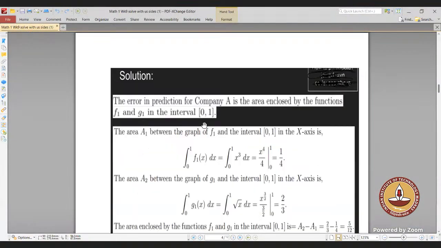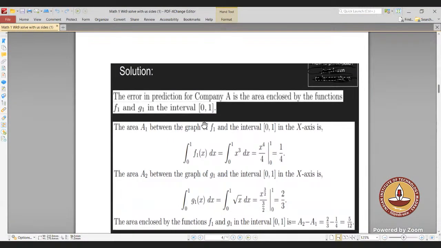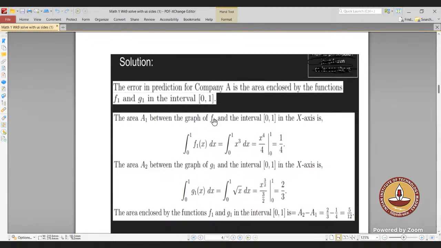So we'll again see this. The error in the prediction of company A is the area enclosed by the functions f1 and g1 in the interval 0 to 1. The area A1 between the graph of f1 and the x-axis in the interval 0 to 1 is given by the integral from 0 to 1 of f1 of x dx. Again they are just integrating x cube in the interval 0 to 1, which turns out to be 1 by 4. And the area A2 between the graph of g1 and the x-axis is again the integral of g1 of x, which is root x, in the interval 0 to 1. So it turns out to be 2 by 3 x power 3 by 2, and in the interval 0 to 1 we get the value 2 by 3.